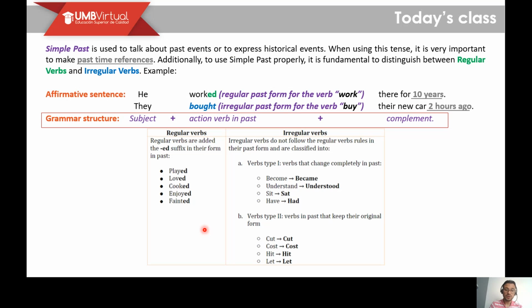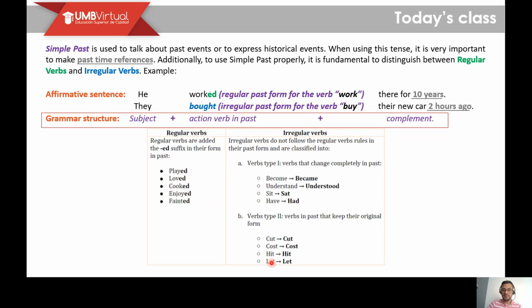To talk about past, we need to know that we need the conjugation into the simple past. So we have two main subdivisions in here: regular verbs and irregular verbs. The regular verbs, nice, because you only add ed at the end and you have the conjugation for past. For example, I played, you loved, she cooked, we enjoyed, he fainted, yes? Only add ed. If the verb ends in e, like love, we are just going to add d, and that's it.